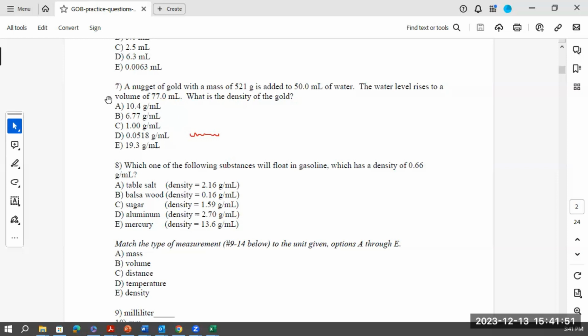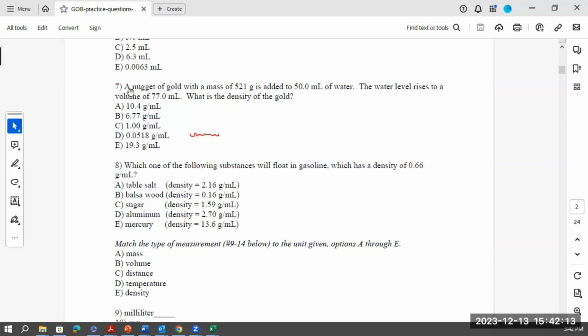Okay, so then what are we going to do? Because we know the volume and we know the mass. That's right. So you got 19.3 grams? Good job. So you guys got E as in Edward.